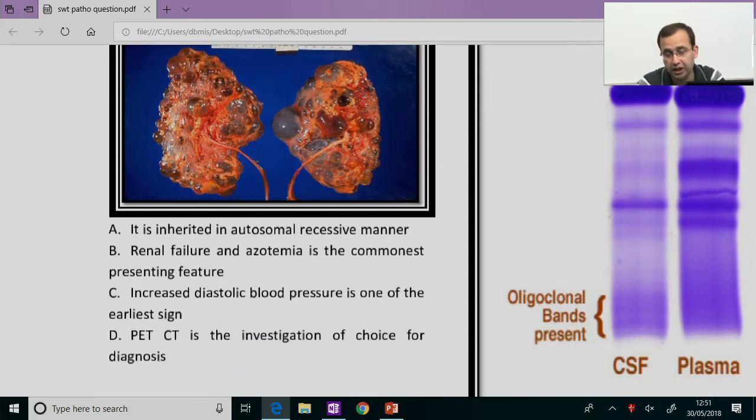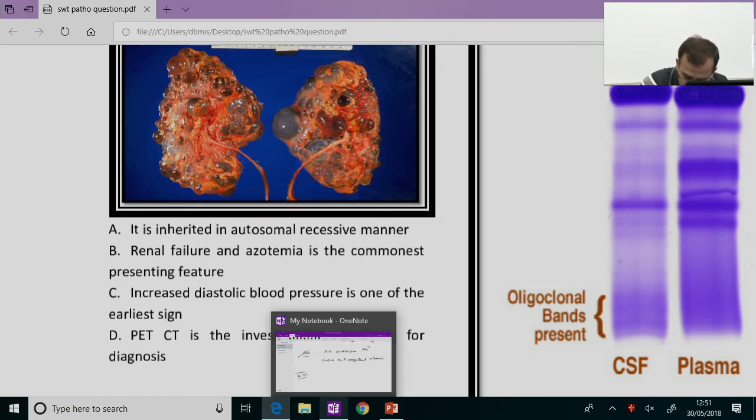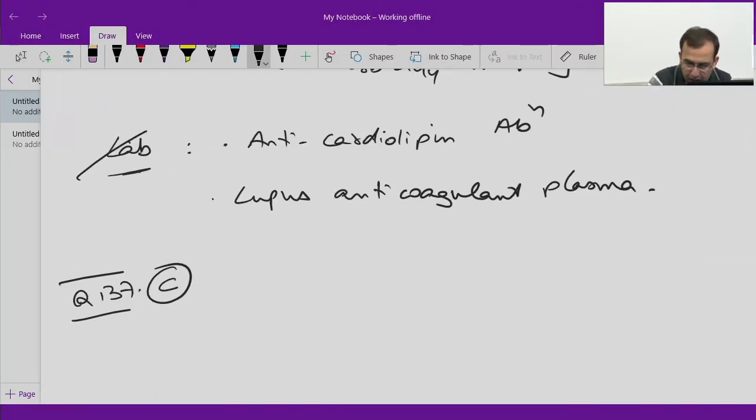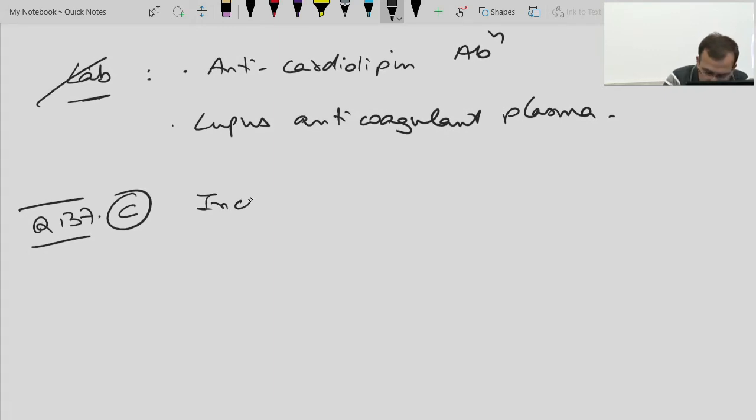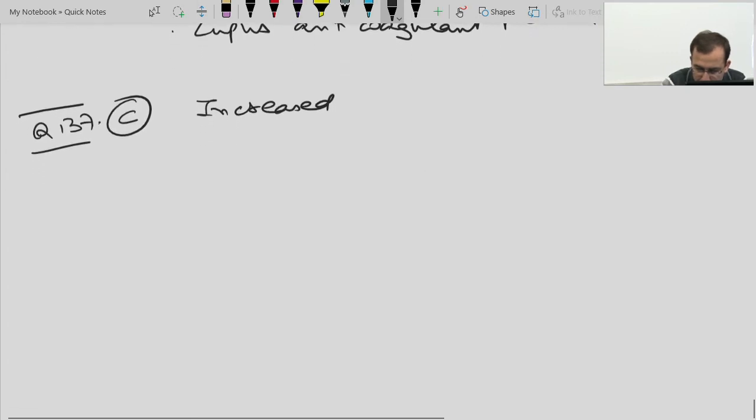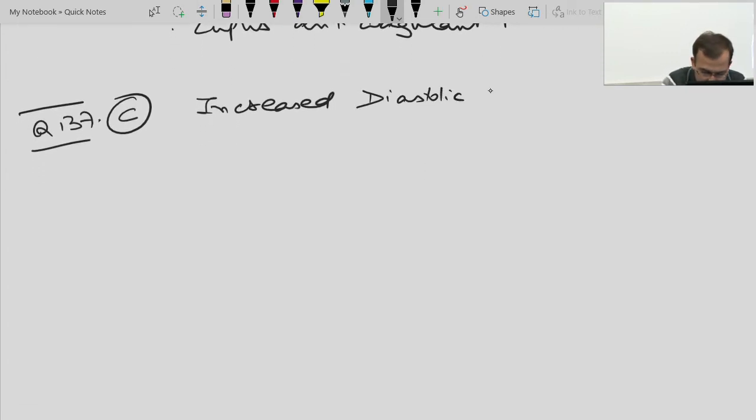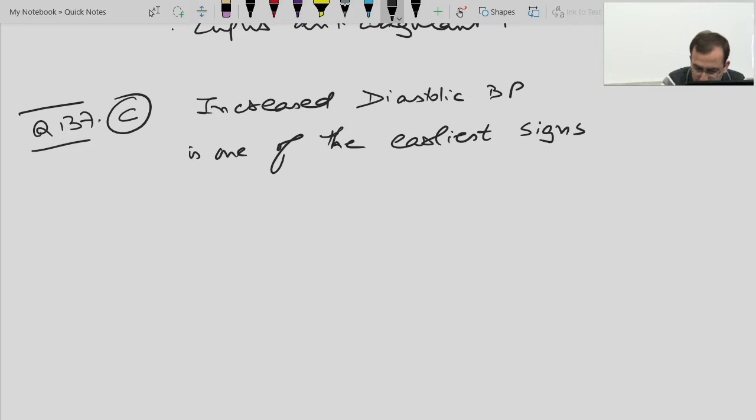It is autosomal dominant, not autosomal recessive. Renal failure and azotemia is the commonest presentation? Not at all. Renal failure develops in the 5th to 6th decade of life. Increased diastolic BP is one of the earliest signs. This is true. PET-CT is the investigation of choice? No, it is ultrasound. So the answer is C, that is, increased diastolic BP is one of the earliest signs.